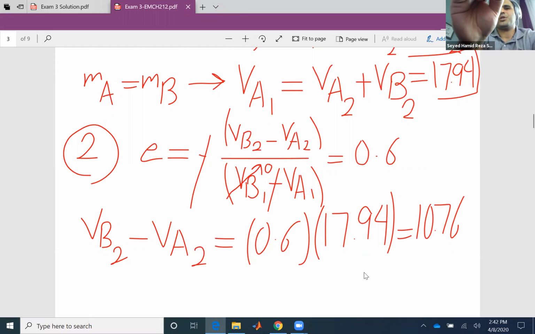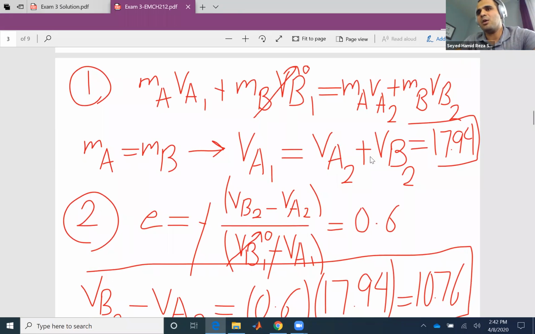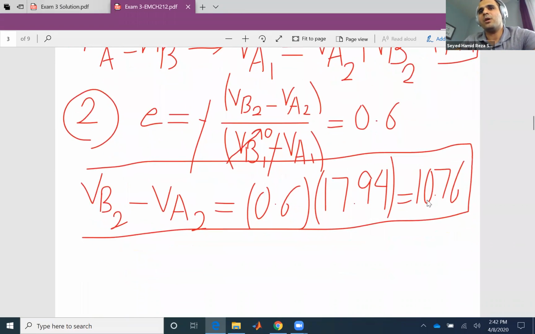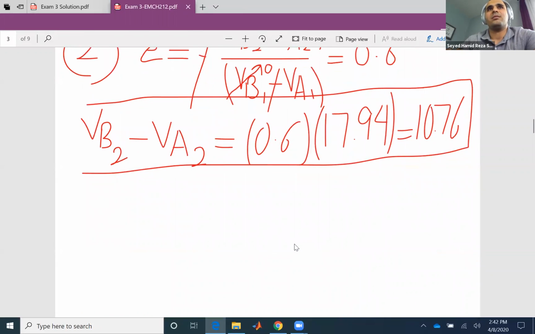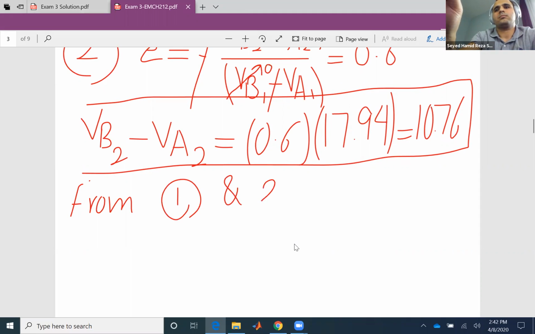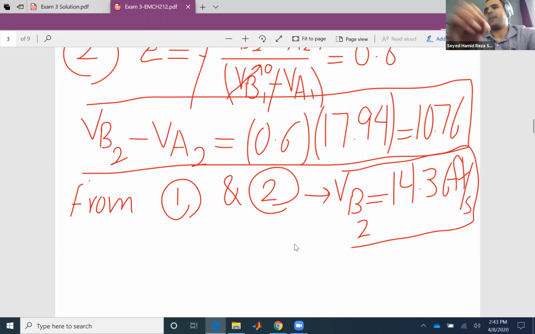So I have two equations now. I call this my equation 2, VB2, VA2. The other equation that I have is VA plus VB. So two equations, two unknowns, and we can solve for the two unknowns. These two equations are pretty simple because in one equation VB is positive, in the other one VA is positive, in the other it is negative. So if we add the two together, VA cancels. From 1 and 2, we find VB2. We can find VA2, but we are not interested in what happens to VA after contact. We want to see what happens to B after contact. So that would be foot per second.